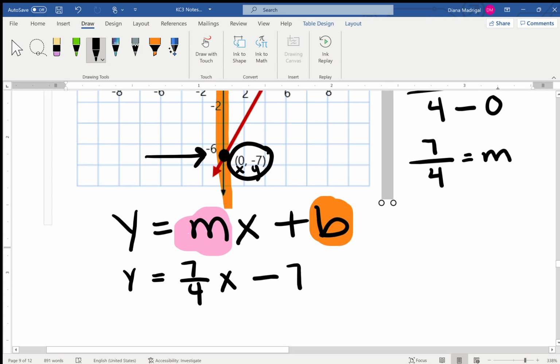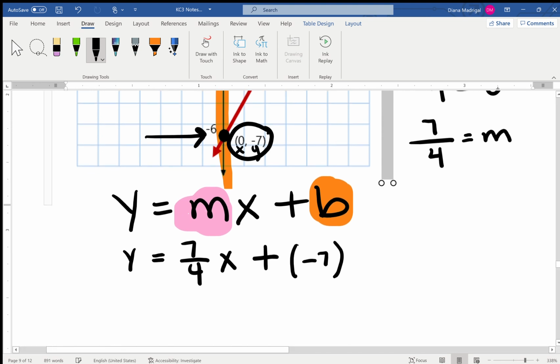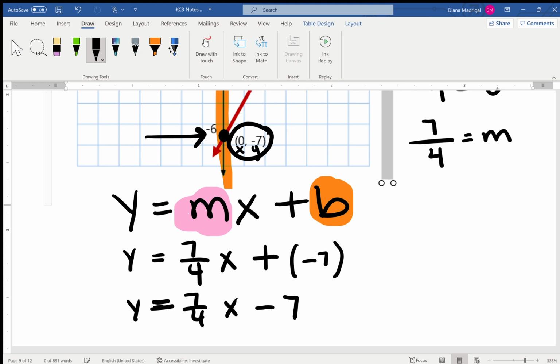Or you can write plus, because I know we've been writing plus (-7). Make sure you put that negative in parentheses though, okay? So you can write either one, it doesn't matter. You can write it with 7 over 4x minus 7, or you can write it with a positive, but make sure you put that negative in parentheses, okay? Both answers are correct. So there you go. I did the equation of a line. That's the equation for this line.